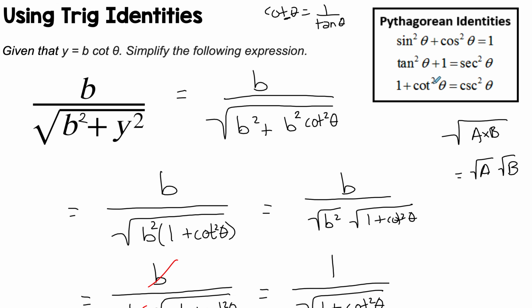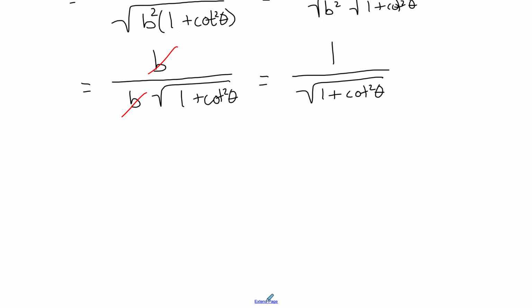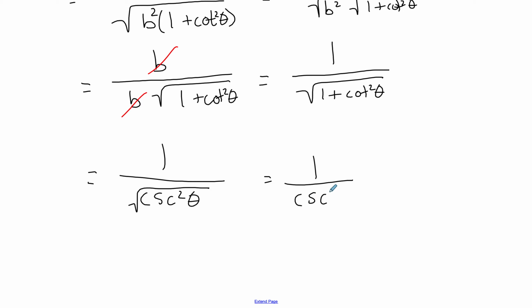And 1 plus cot squared theta is basically cosecant squared theta. Cosecant, however you want to pronounce it. So we have 1 over root of cosecant squared theta. Square root and a square, they cancel out. So I'm left with 1 over cosecant theta. And cosecant theta is 1 over sine theta. So I'm taking the reciprocal of this, which will give me sine theta. So that's my final answer.